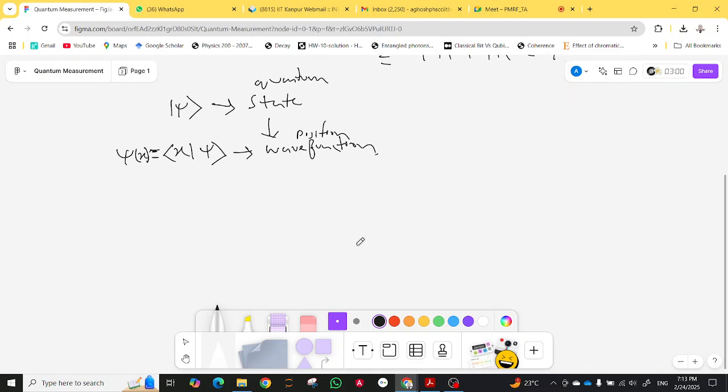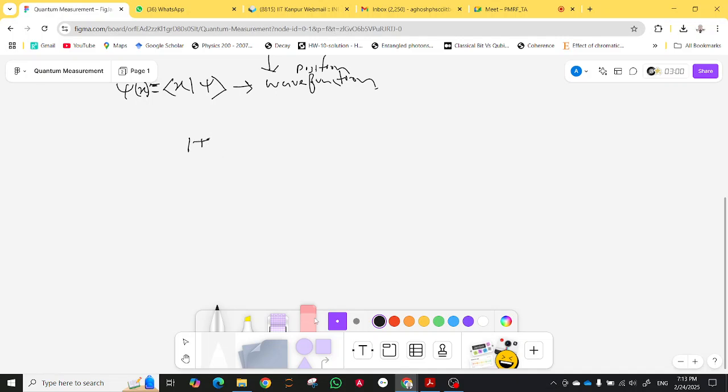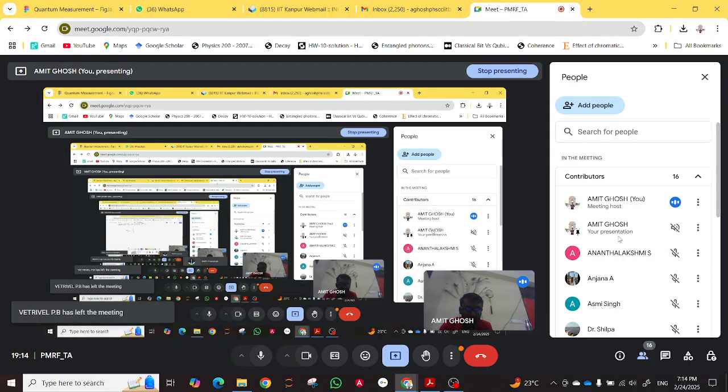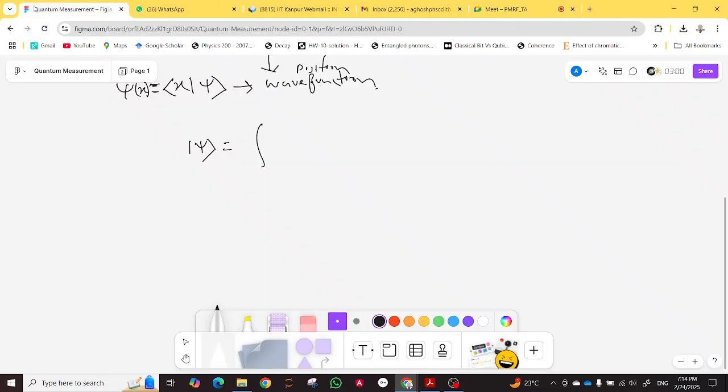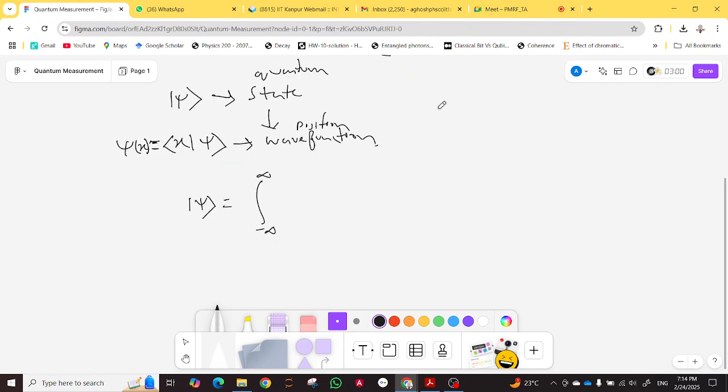So if you have the superposition state in continuous basis, you should write psi is equal to the integral from minus infinity to infinity. In discrete basis, how do you write? You write psi is equal to the sum over n, suppose Cn times psi n. And in continuous basis, if you have a superposition state, suppose in position basis, then this will be given by psi x dx. This will be your state in the position basis.